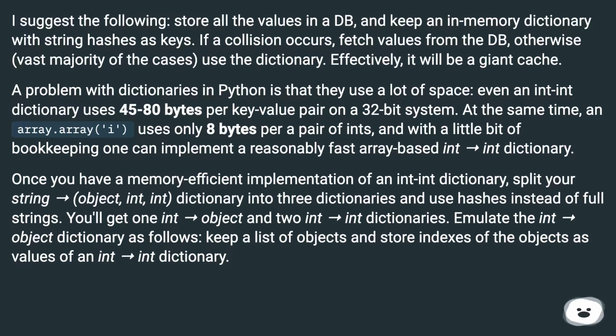At the same time, an array.array uses only 8 bytes per pair of ints, and with a little bit of bookkeeping one can implement a reasonably fast array-based int dictionary. Once you have a memory-efficient implementation of an int dictionary, split your string, object, int, int dictionary into 3 dictionaries and use hashes instead of full strings. You'll get 1 int-object dictionary and 2 int-int dictionaries. Emulate the int-object dictionary as follows: keep a list of objects and store indexes of the objects as values of an int dictionary.